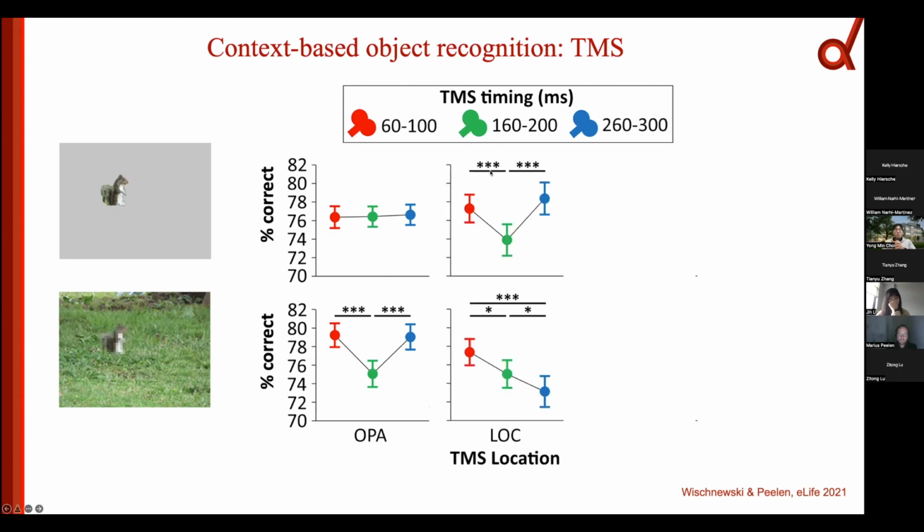When LOC was stimulated, again, the data very nicely matched the predictions. So object-selective cortex stimulation impaired performance in the middle time window for both intact object recognition and context-based object recognition. But it's mostly the late time point that is of interest here, that impaired performance only for the context-based recognition, but not for the intact object recognition.